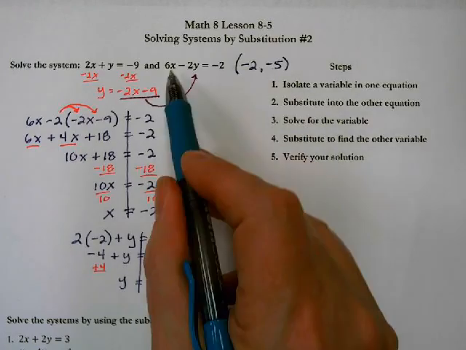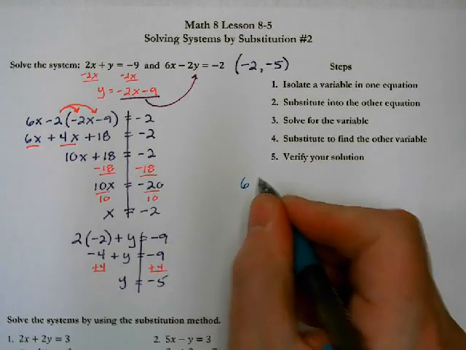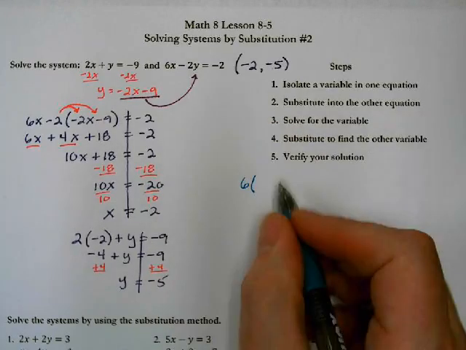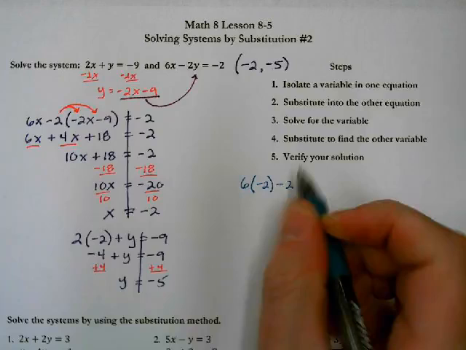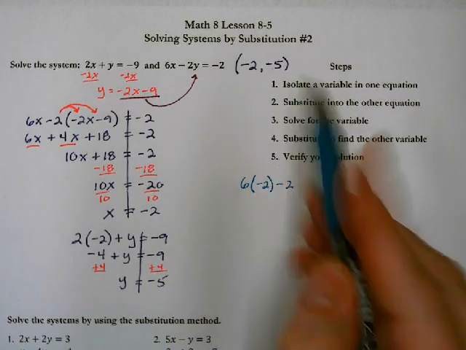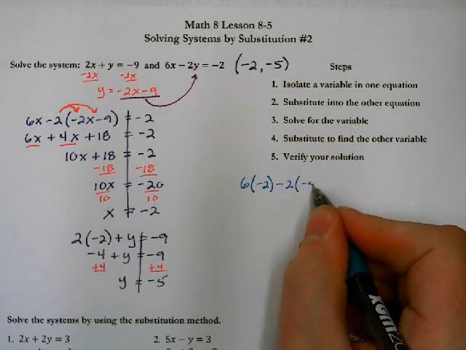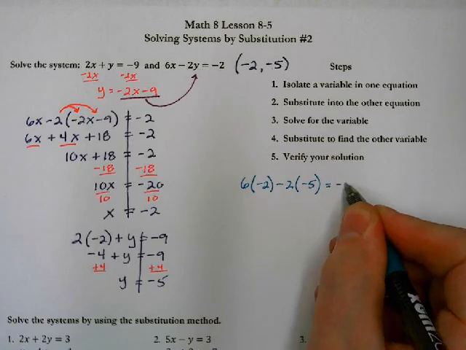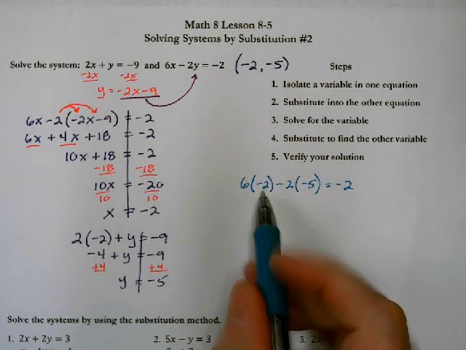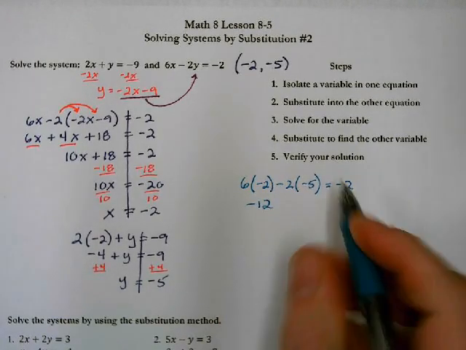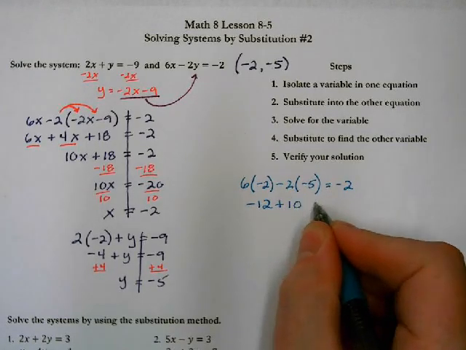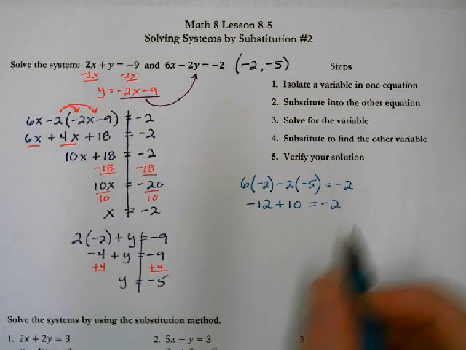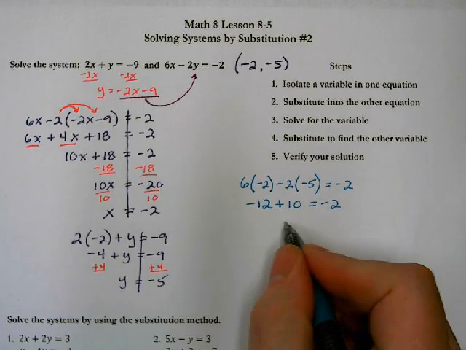So we write 6 instead of x, negative 2, minus 2 instead of y, negative 5. Six times negative 2 is negative 12. Negative 2 times negative 5 is positive 10. Negative 12 plus 10, negative 2.